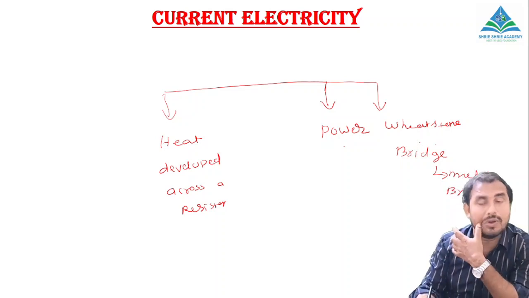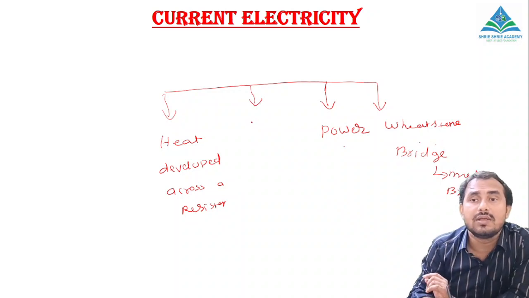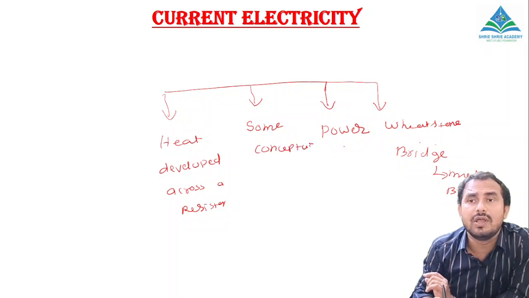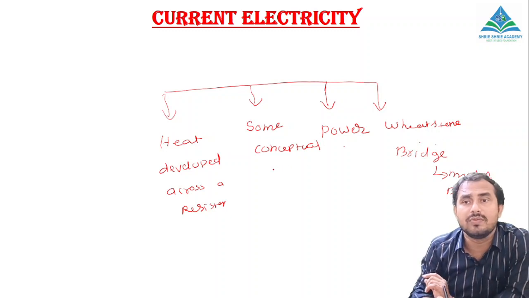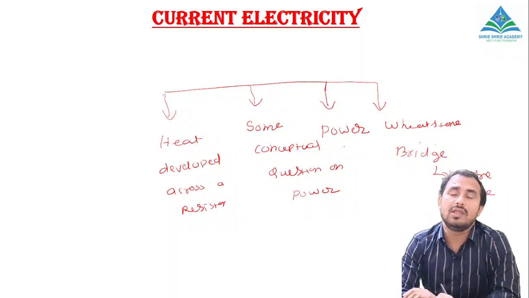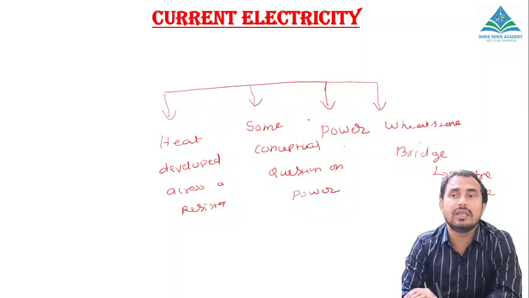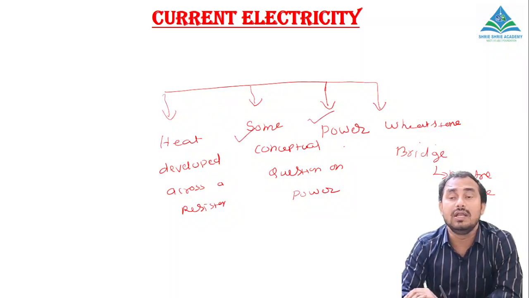Right. So overall, what I have told: heat developed across a resistor. Here you can learn some conceptual questions on power, like which bulb will be brightest. They will give you something and ask which of the bulbs is brightest. You should have a clear understanding of this power concept, then you can solve this.